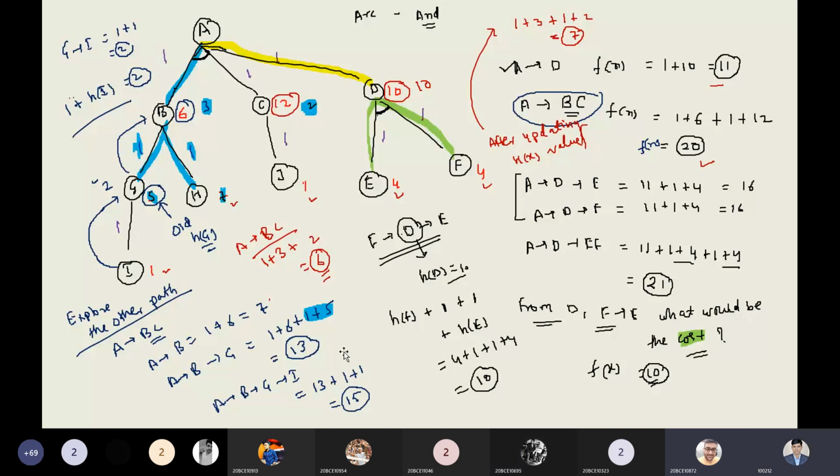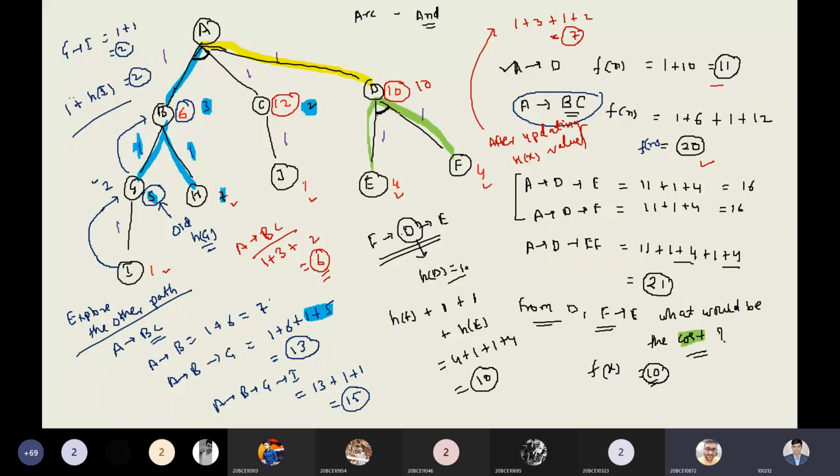Sir, yes, tell me. In the condition when we go from A to D and then D to E and F, we are getting the same path solution. Where? E and F. From D to E and F.